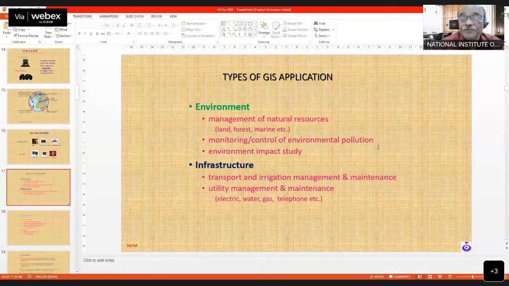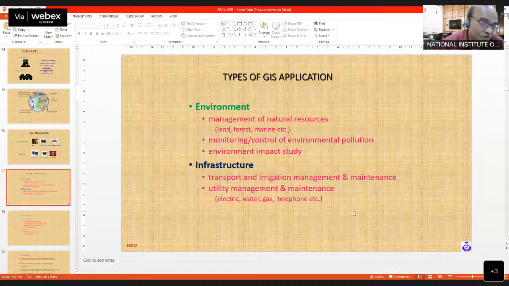So various types of GIS applications are there in the environment. A lot of things are there that you can cater by using GIS. Similarly for infrastructure, say transport, what I was telling, you can manage the route location and other things, and utility management.